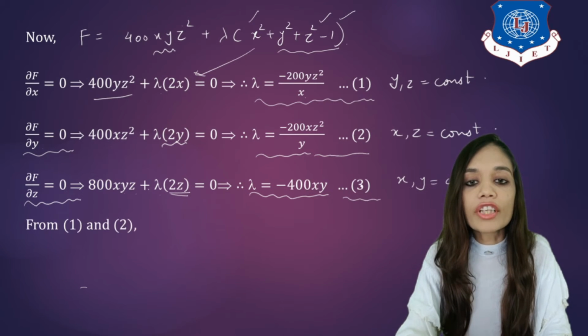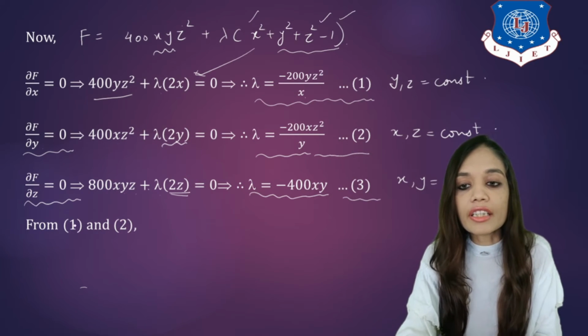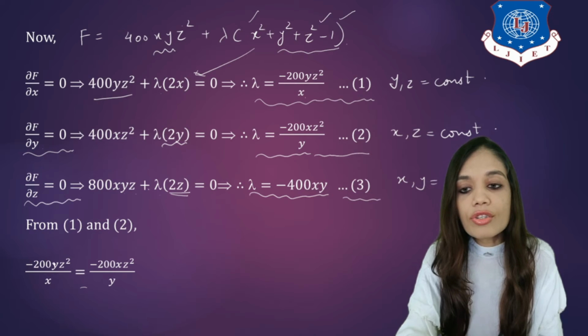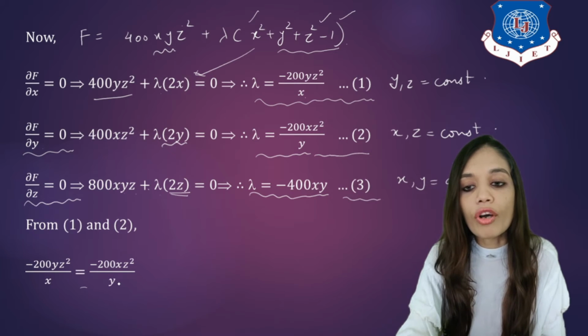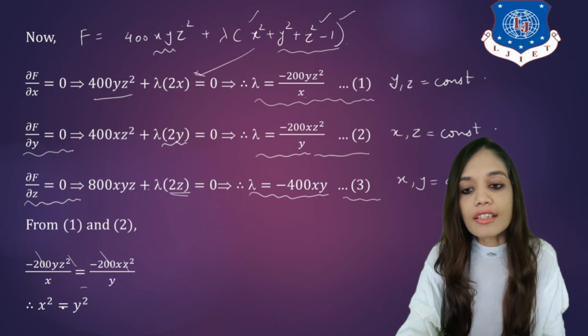Now what we have to do? We have to find the values of x, y and z from 1, 2 and 3. So firstly we will equate equation 1 and 2. So equating equation 1 and 2 we will get minus 200yz square upon x is equal to minus 200xz square upon y. Now minus 200 will get cancelled out, z square will get cancelled out from both the sides. So finally we will get x square is equal to y square.